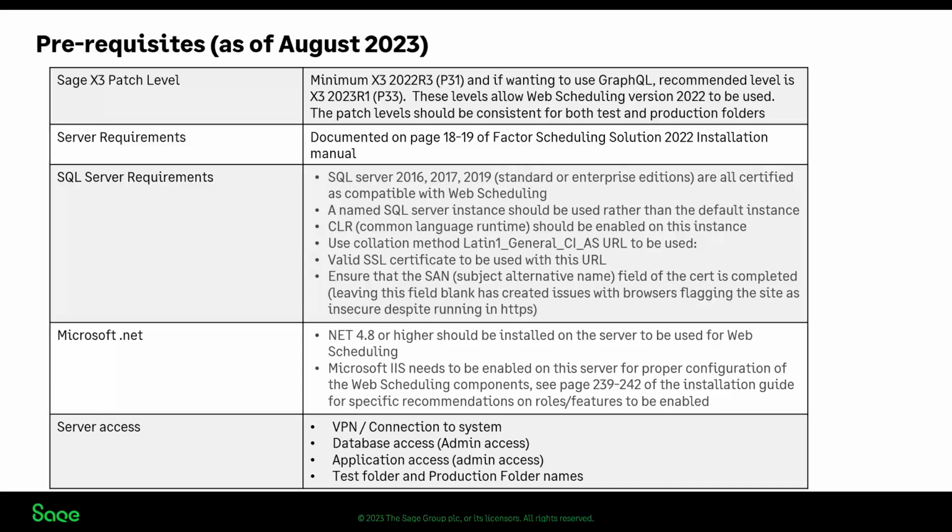And we're also implementing it with GraphQL, and the recommended level for that is P33, just because of the X3 side as well. Right, and so Lisa, if I can just add that it's the integration between X3 and web scheduling that there's been extensive development in the later releases of X3. So that's why you want your customer to be on the latest version as possible. Right. Good point.